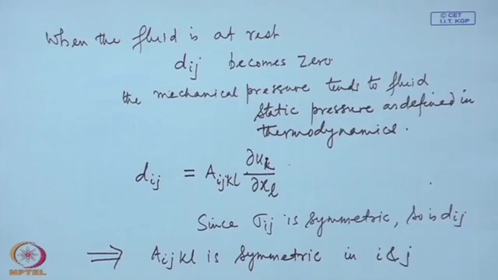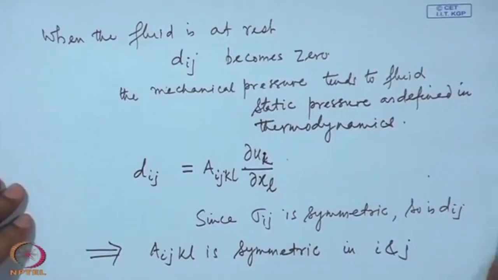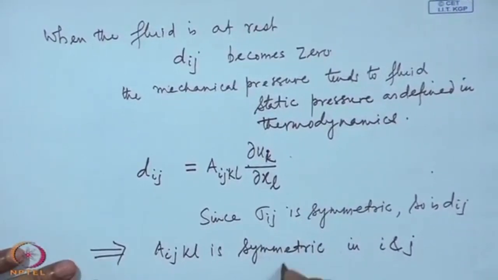That is, we can interchange i and j. As an example, a 1 2 k l is the same as a 2 1 k l, which means you can write a i j k l is the same as a j i k l. Now, if you remember, earlier we wrote this velocity gradient tensor as a sum of two tensors, one symmetric, one antisymmetric.